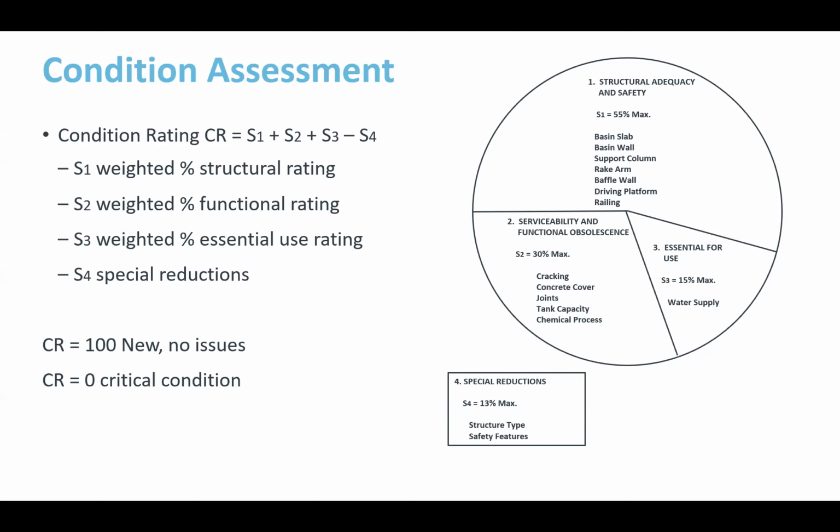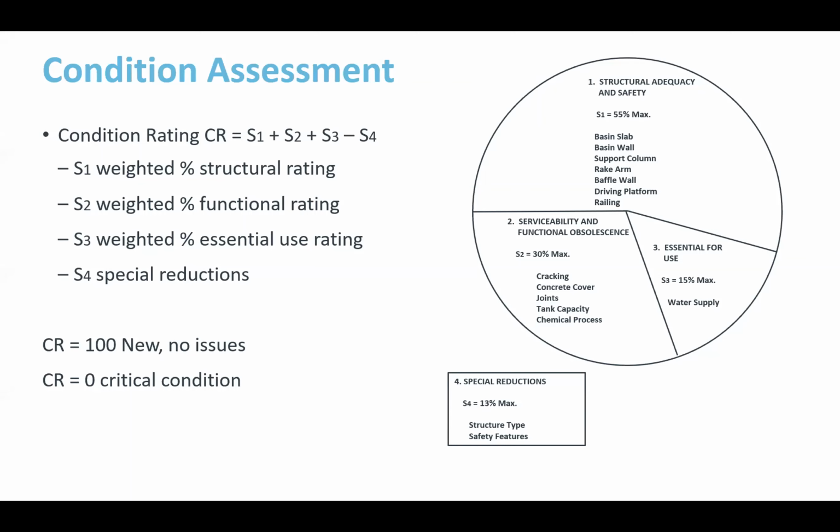And then for essential use, maximum score 15%. This is obviously for the water supply. Chances are it is going to be critical that you have treated water. It is possible that some plants serve a secondary purpose where they're not the primary for water treatment. But more than likely, it's going to be critical, because if it goes down, then you don't have treated water. And lastly, special reductions, 13% just for demonstration.